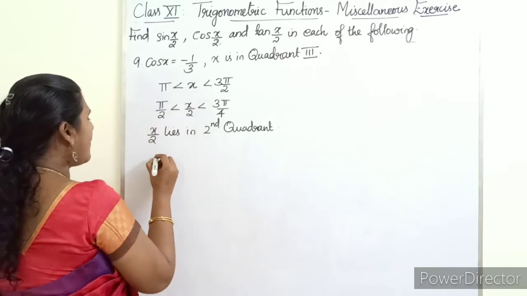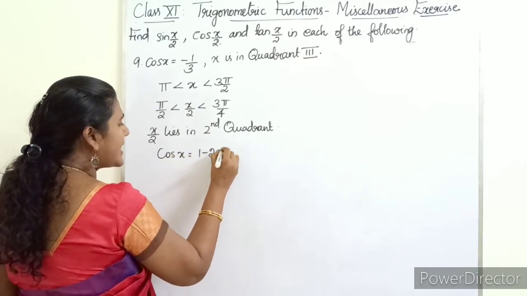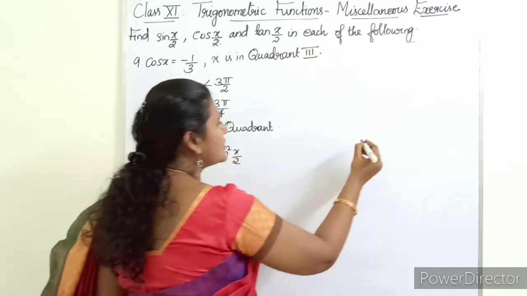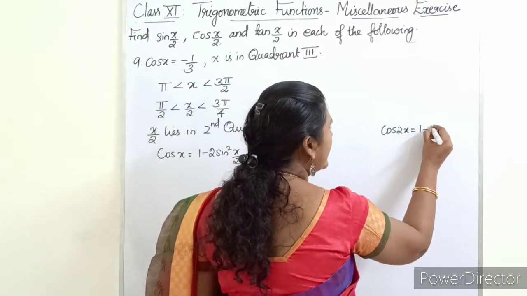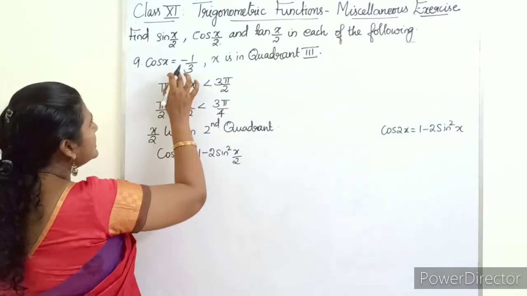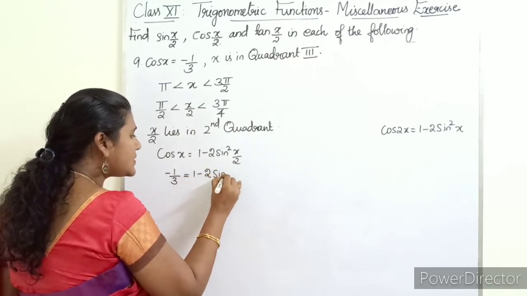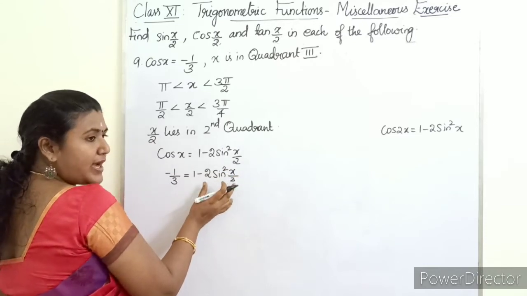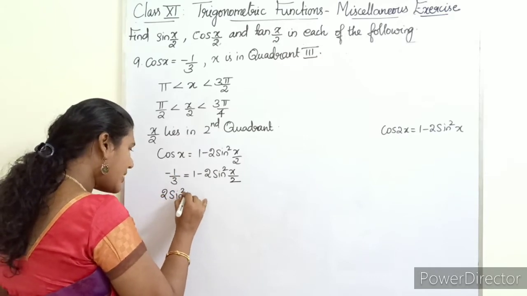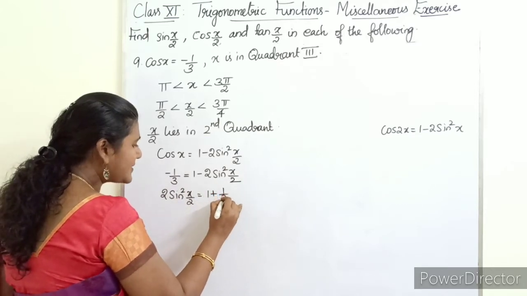Now we are going to use the formula, that is cos x is equal to 1 minus 2 sine square x by 2. So this is the formula. Okay, so this formula only we are going to use first. So cos x value minus 1 by 3 is equal to 1 minus 2 sine square x by 2. We will take this minus 2 sine square x by 2 to the left side, and this 1 we will take to the right side. So it will become plus 1 by 3.